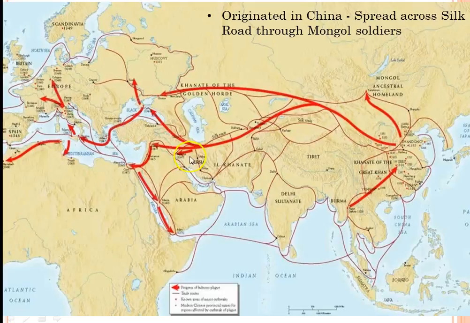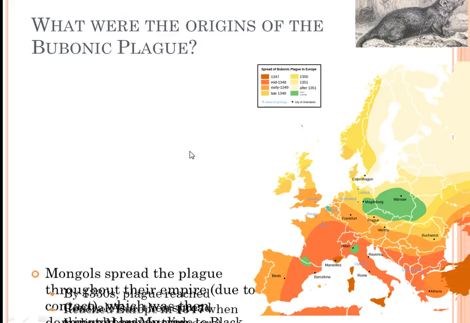So the Mongols, as they were traveling through, it wasn't 20 Mongols, it was thousands and thousands of people. So it was likely that some of them had the plague or transported the fleas that had the plague as they were traversing this territory here. And that territory is the Silk Road. So we can see how it spread into Central Asia here.